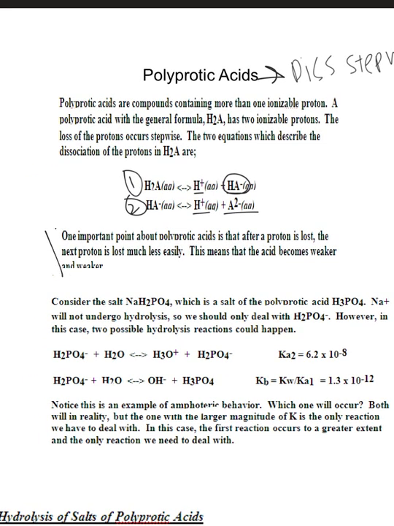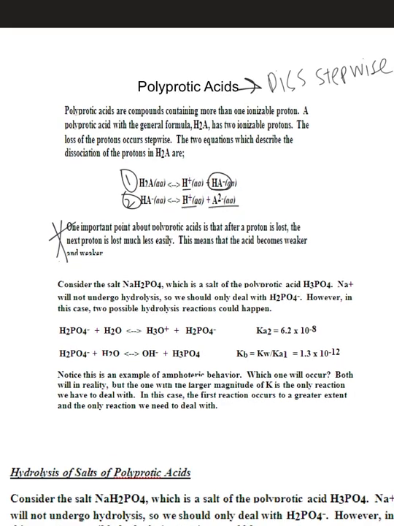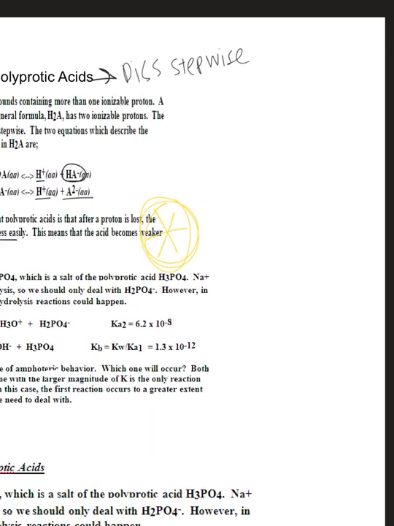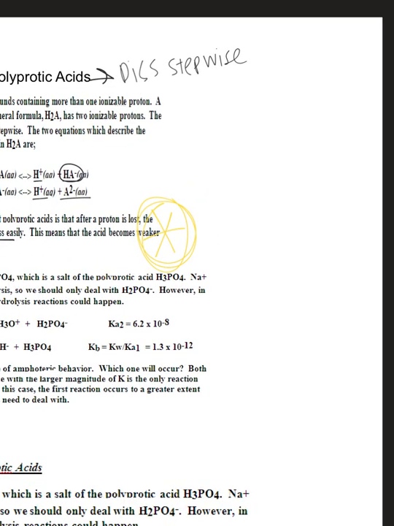So one important point about polyprotic acids is that after the proton is lost, the next proton is lost much less easily. So it's harder to lose every time. So this means that the acid becomes weaker and weaker. So super important. Let's talk about that too. So also their Kas get smaller.